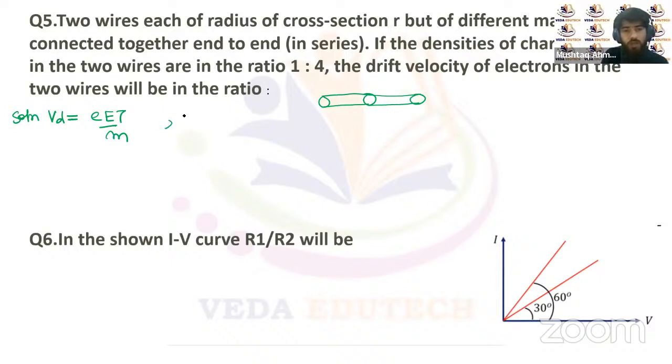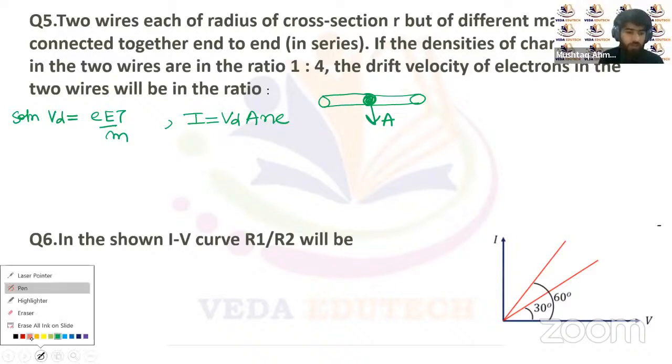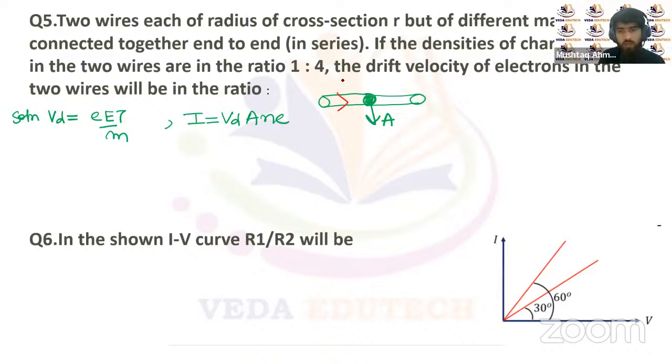We know the relation between current and the drift velocity is I = Vd A n e. Now they are end to end connected, so their area of cross section will be the same, and the current will also be the same because they are connected in series with each other. So current I will be flowing through this wire and current I through the other wire as well.